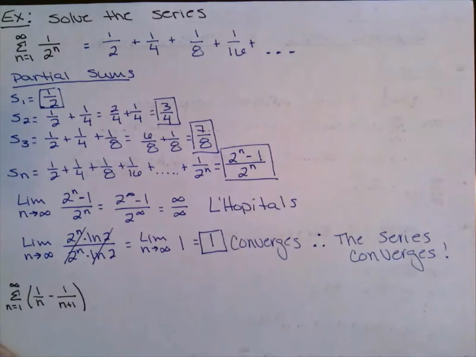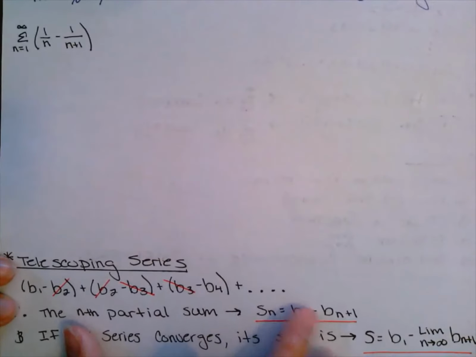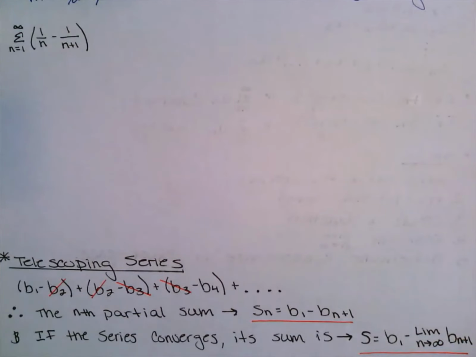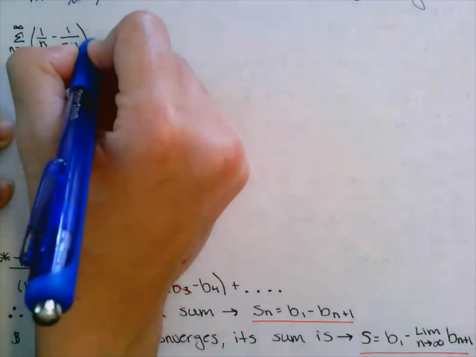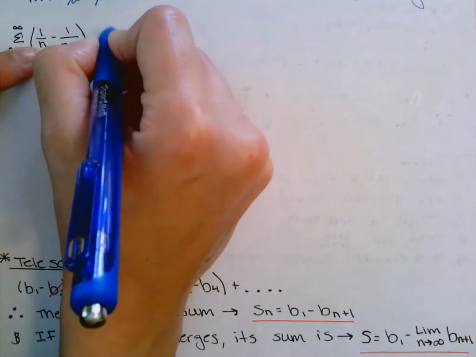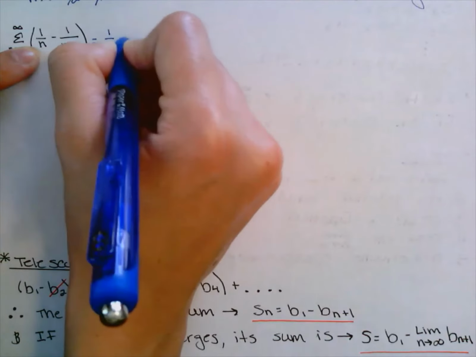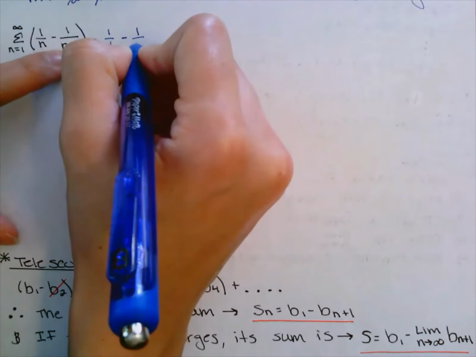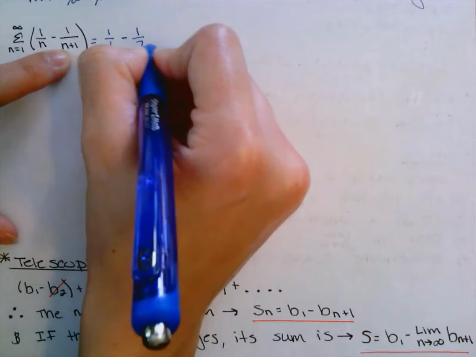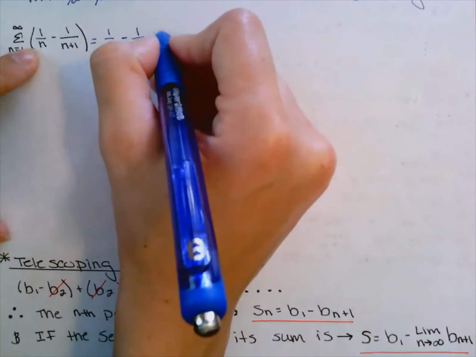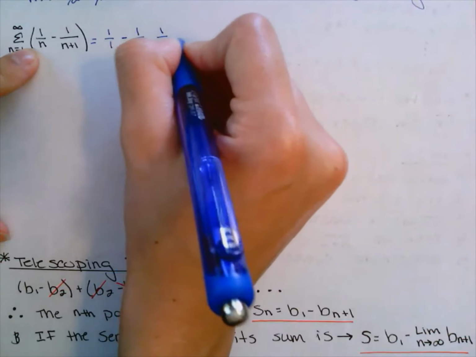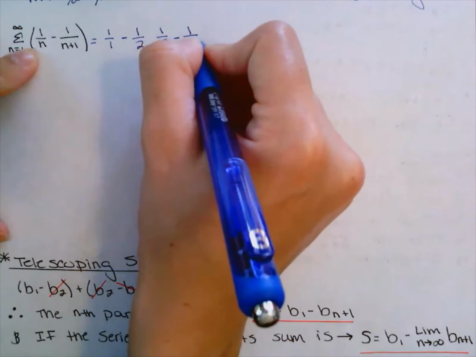All right, let's check out another one. The given is the infinite series of 1 over n minus 1 over n plus 1. So step 1, let's write out a few of those terms. If n is 1, then I have 1 over 1 minus 1 more than n, so 2. My next one, my second term, would be 1 over 2 minus 1 over 1 more than 2.